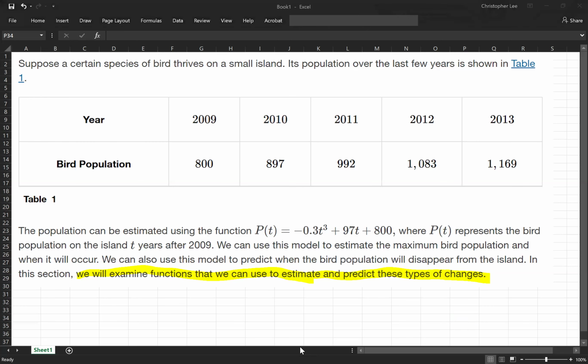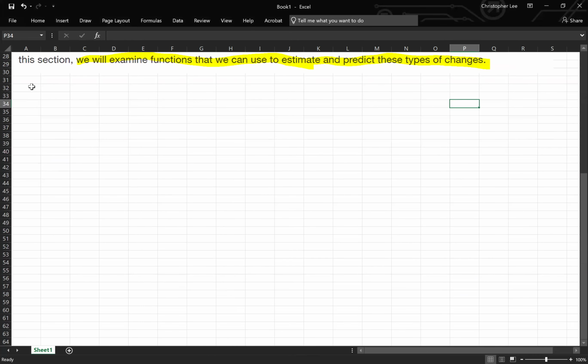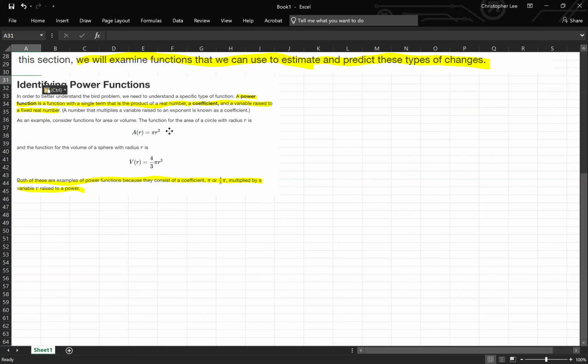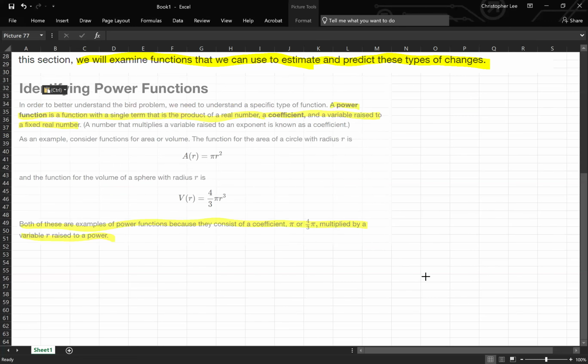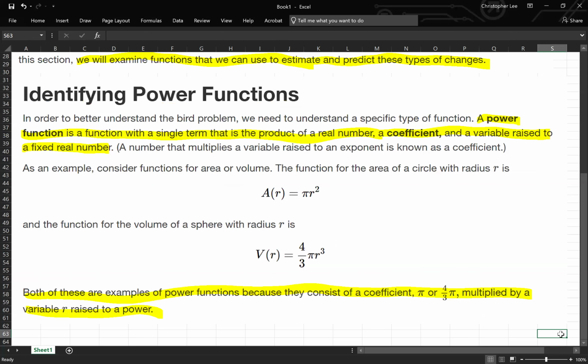This is going to be excellent right here. All right. So here we are starting off with the power function. All right. So we're going to be identifying power functions. In order to better understand the bird problem, we need to understand a specific type of function, a power function.